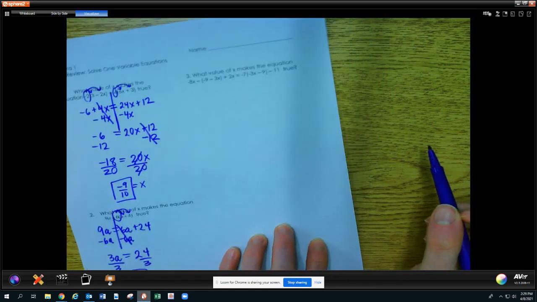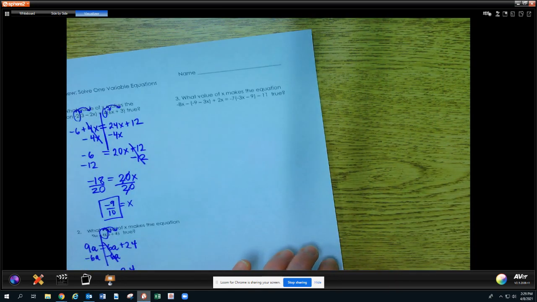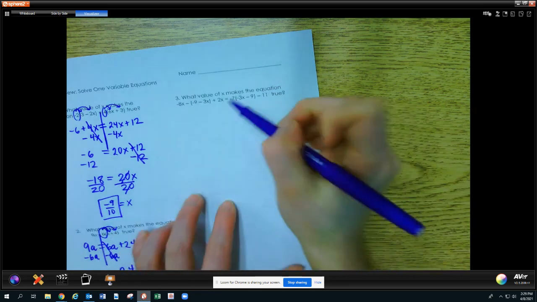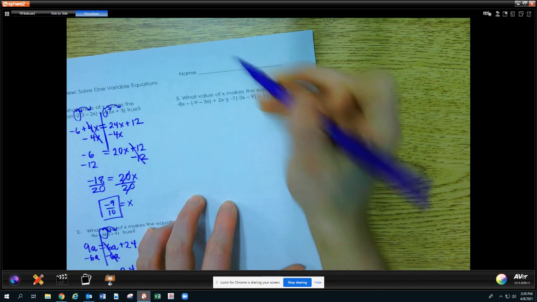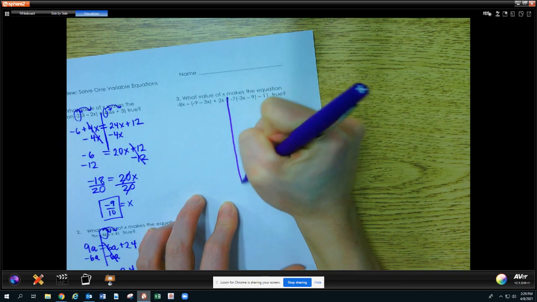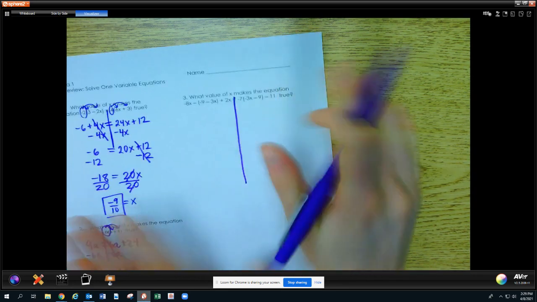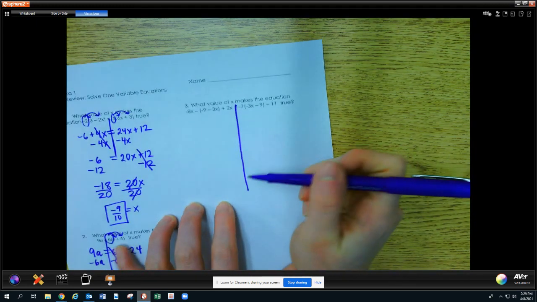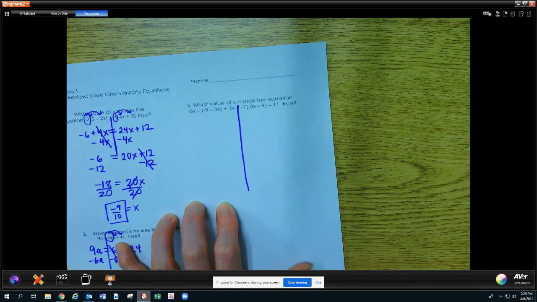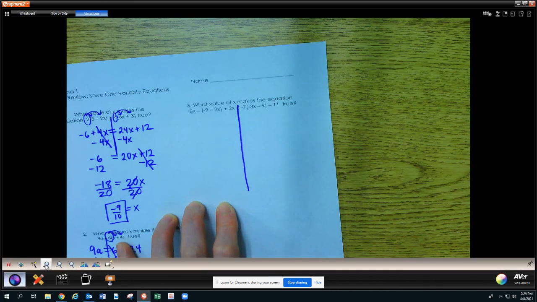All right. Now, number 3 is really ugly, so we're going to have a lot of simplifying to do. So find your equal sign and draw your line straight down to keep everything organized. So we need to clean up the left side, clean up the right side, and then we'll start balancing. Okay, the first thing I see is this set of parentheses. I'm going to zoom in.